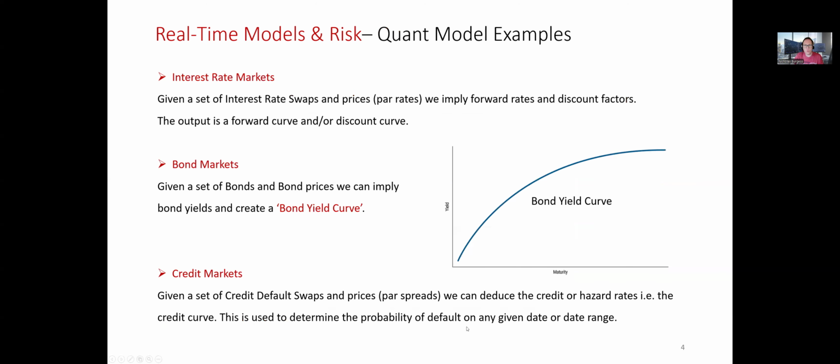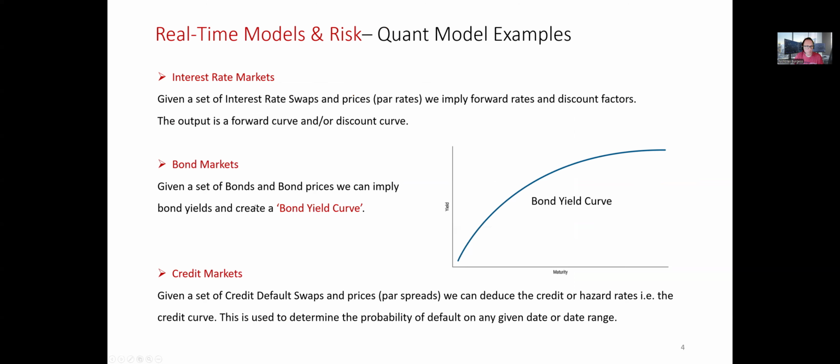Okay, so quant model examples. In the interest rate markets, given a set of interest rate swaps and their prices or par rates, we can imply the forward rate and discount factors needed to price that instrument. And the output is a forward curve and/or a discount curve.